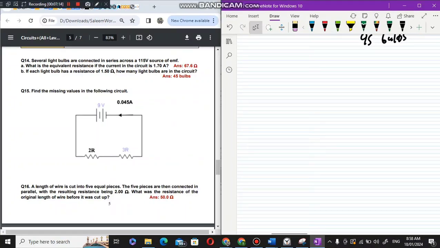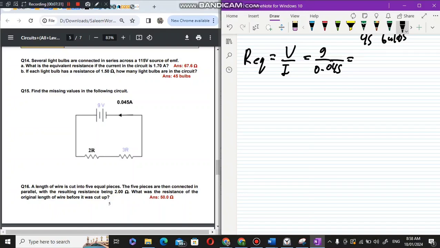Question 15. So in question 15 it's saying the following: find the missing values in the following circuit. We have the voltage of the battery, we have the total current. So we say that R equivalent is equal to voltage over current, which is 9 divided by 0.045, which equals 200 ohms.